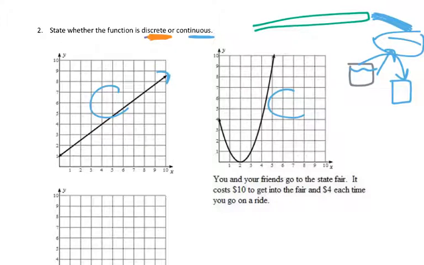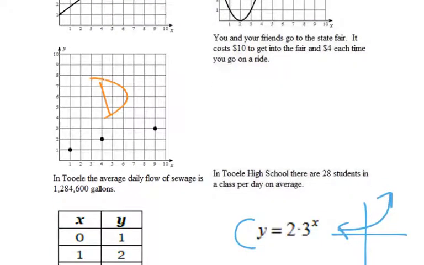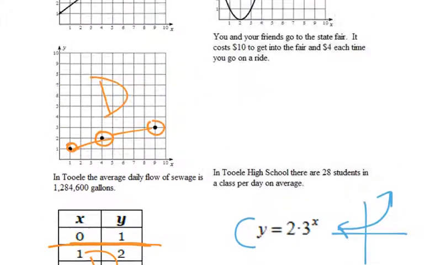Okay? Where it's not a straight line. So like this one would be discrete. See? There's points here, but there's nothing in between. Okay? With a table, knowing nothing else about this table, we're going to assume it's discrete because I don't see anything in between. Okay? So that's kind of the difference.